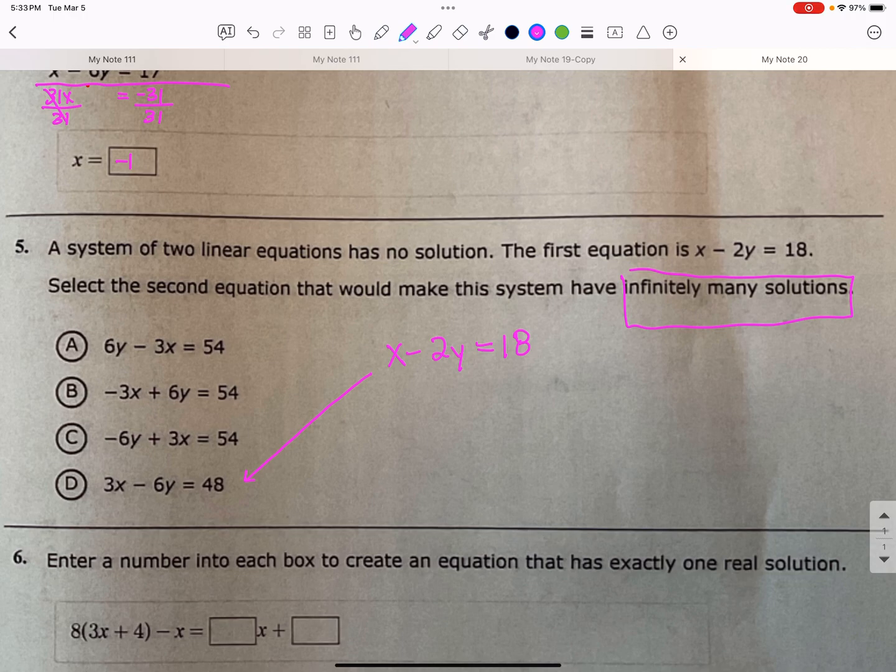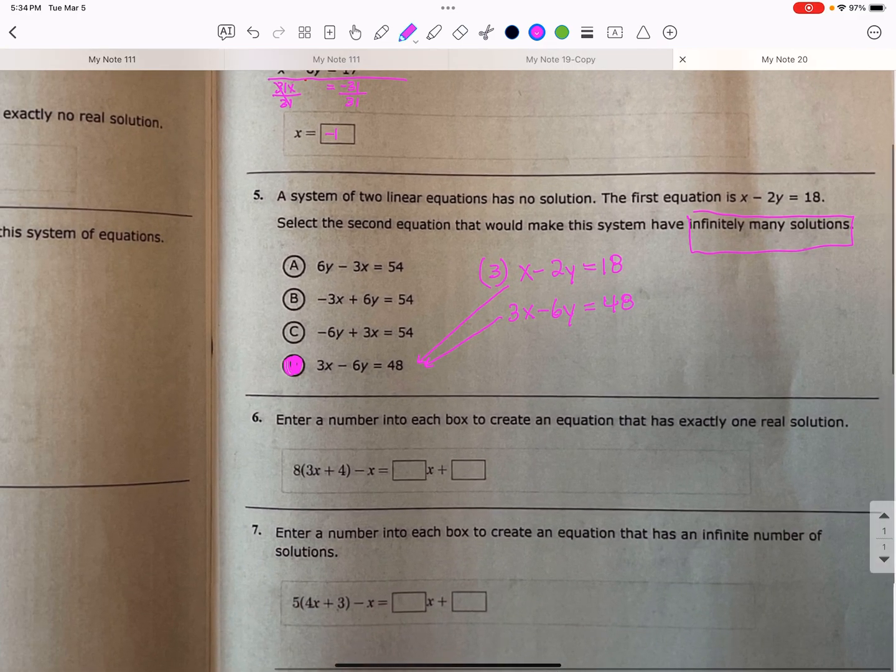You know why? What happens if I multiply this equation by 3? This becomes 3x minus 6y equals 48. So yeah, they are the same equation. I just made it 3 times bigger. That's something I'm allowed to do. They're exactly the same equation.